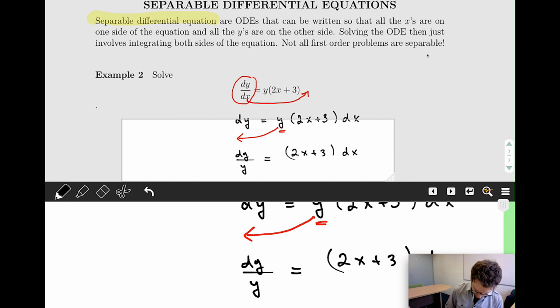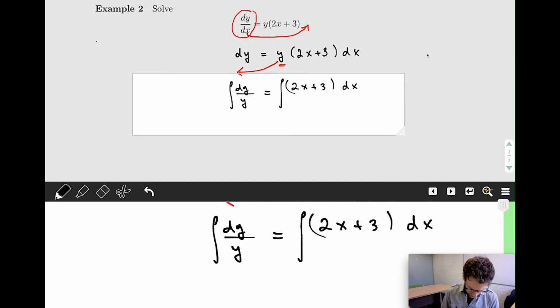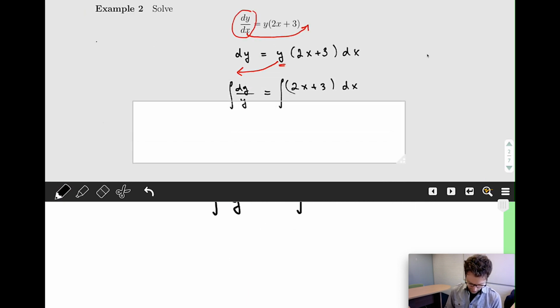And we're going to solve those separately by integrating each side. You see, I've transformed it now into two sets of integrals. So the first integral, the integral of dy with respect to y, is straightforward to do. That's going to be the natural logarithm of y.